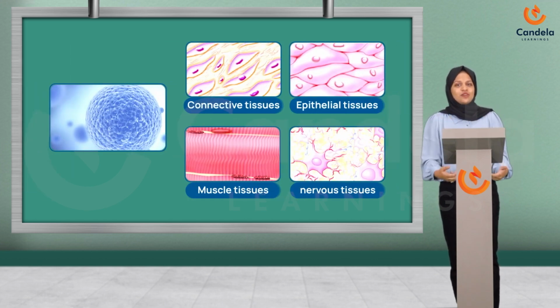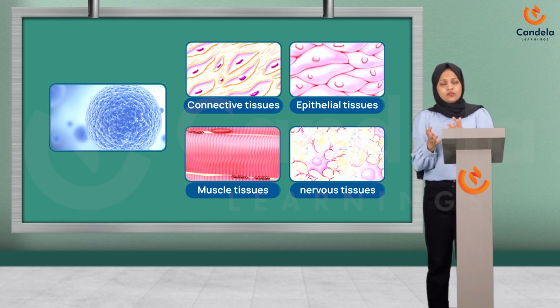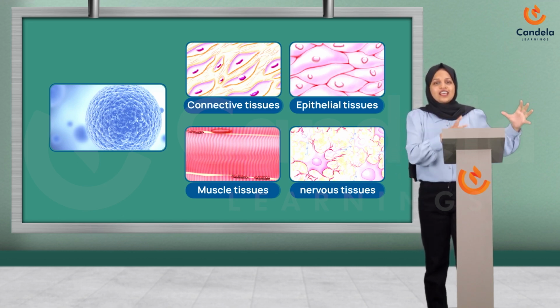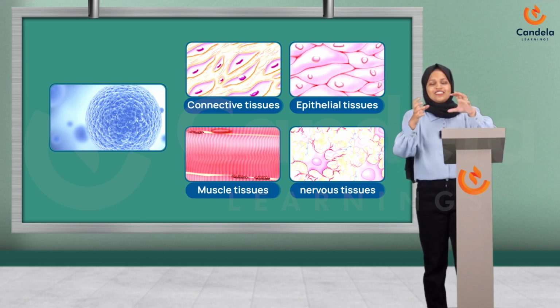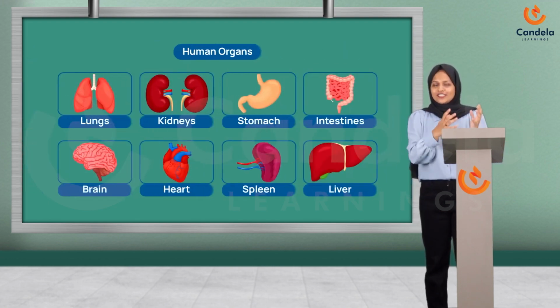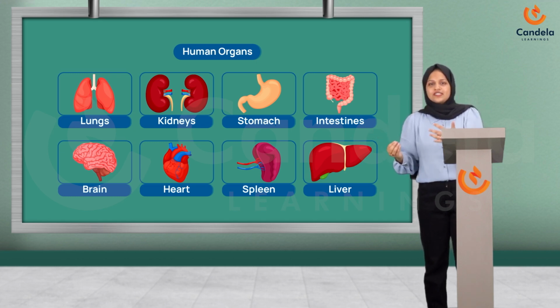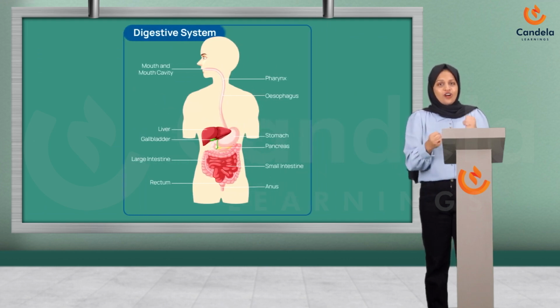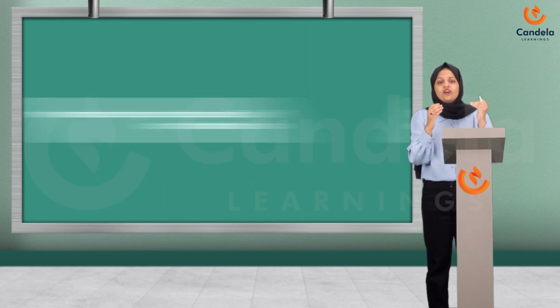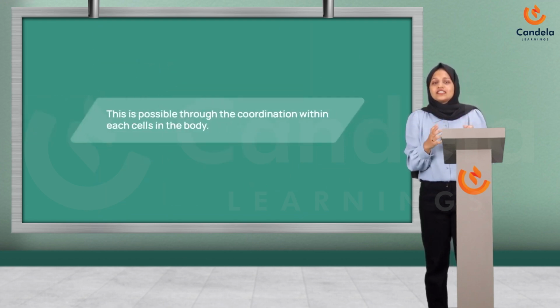We know that the human body, or any living organism's body, is made up of cells. Now, can a cell function alone? Of course, no. So, what will happen? All these cells together form tissues. Now, can tissue function alone? No. So tissues group together and form organs. Now what happens? All these organs group together and form the organ system, such as the respiratory system, the digestive system and so on. So all these functions are possible because of coordination between each and every cell in the human body.